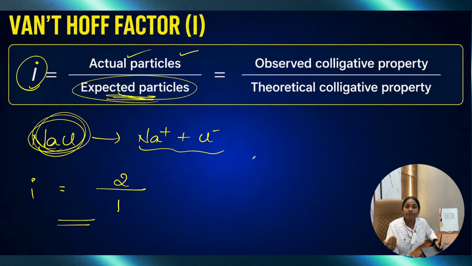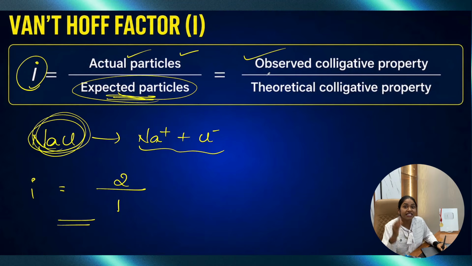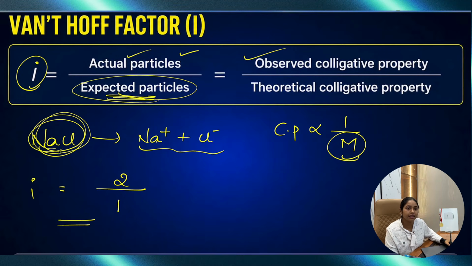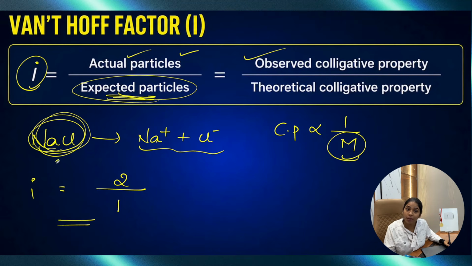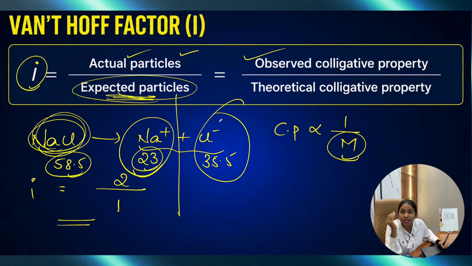Got it? Van't Hoff gave the formula that i is equal to the observed colligative property, the experimental colligative property, divided by the theoretical colligative property. And colligative properties are inversely proportional to the molar mass. Why? For example, for NaCl, sodium is 23 and chlorine is 35.5, so the total molar mass is 58.5. But after breaking, Na plus is 23 and Cl minus is 35.5. The molar mass of each particle is decreasing.